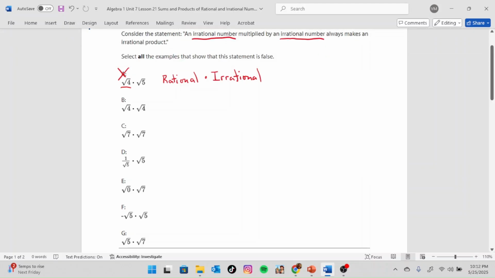When we look at b, we have square root of 4 and square root of 4. This is actually a rational number times another rational number, because the square root of 4 is 2, and that can be written as a fraction. So b would not help prove the statement false because it's not 2 irrational numbers being multiplied by each other.